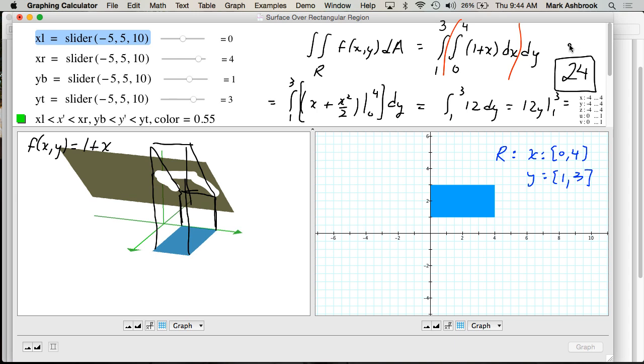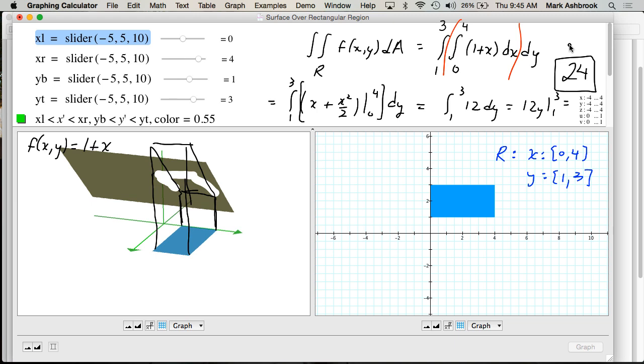If this were accumulation of a rate of change, it would be 24 quantity units, whatever quantity it is. So meters, it could be meters traveled, it could be milligrams, 24 milligrams of some substance or something like that. Right? It's not a rate of change. Now it's the total accumulation of the quantity, whatever that quantity is.